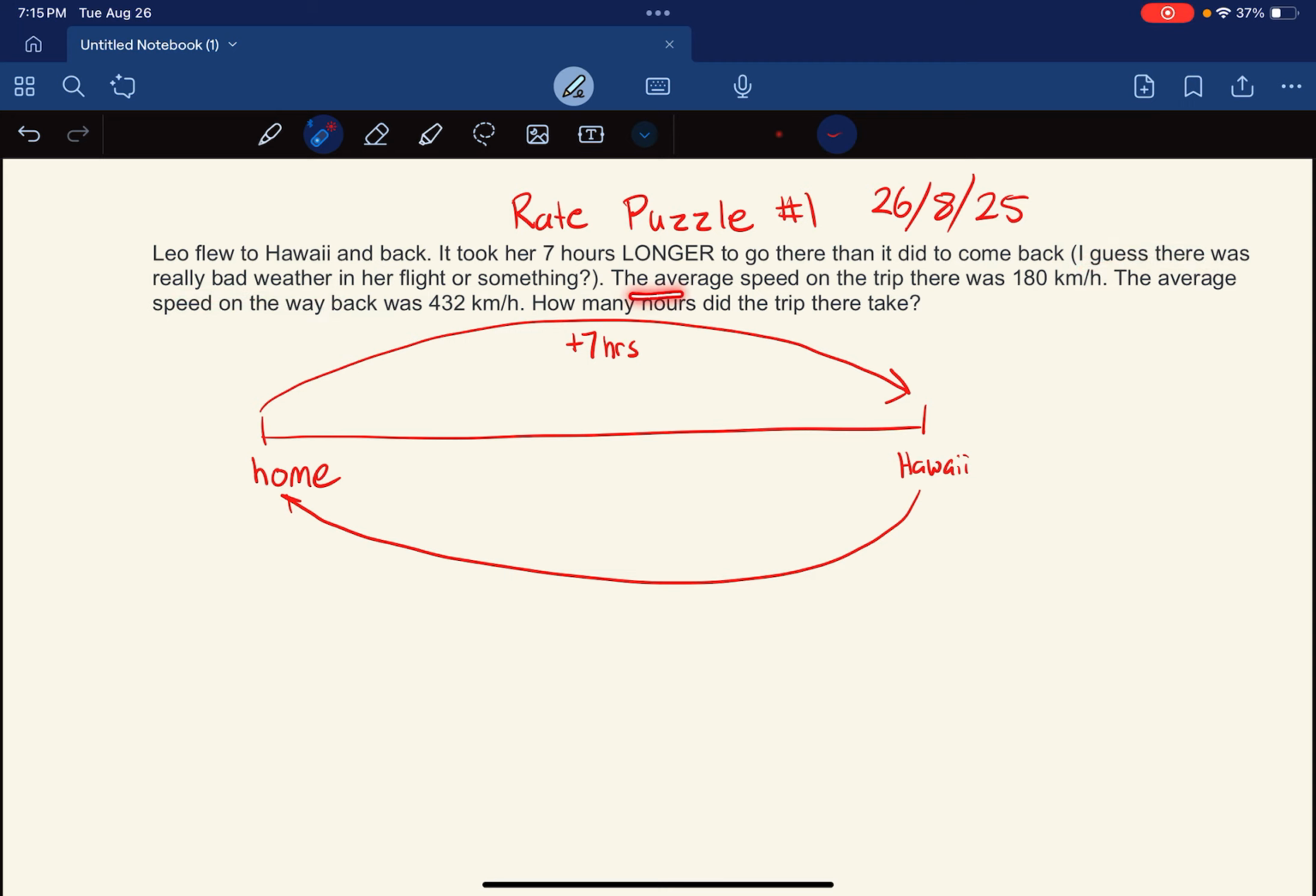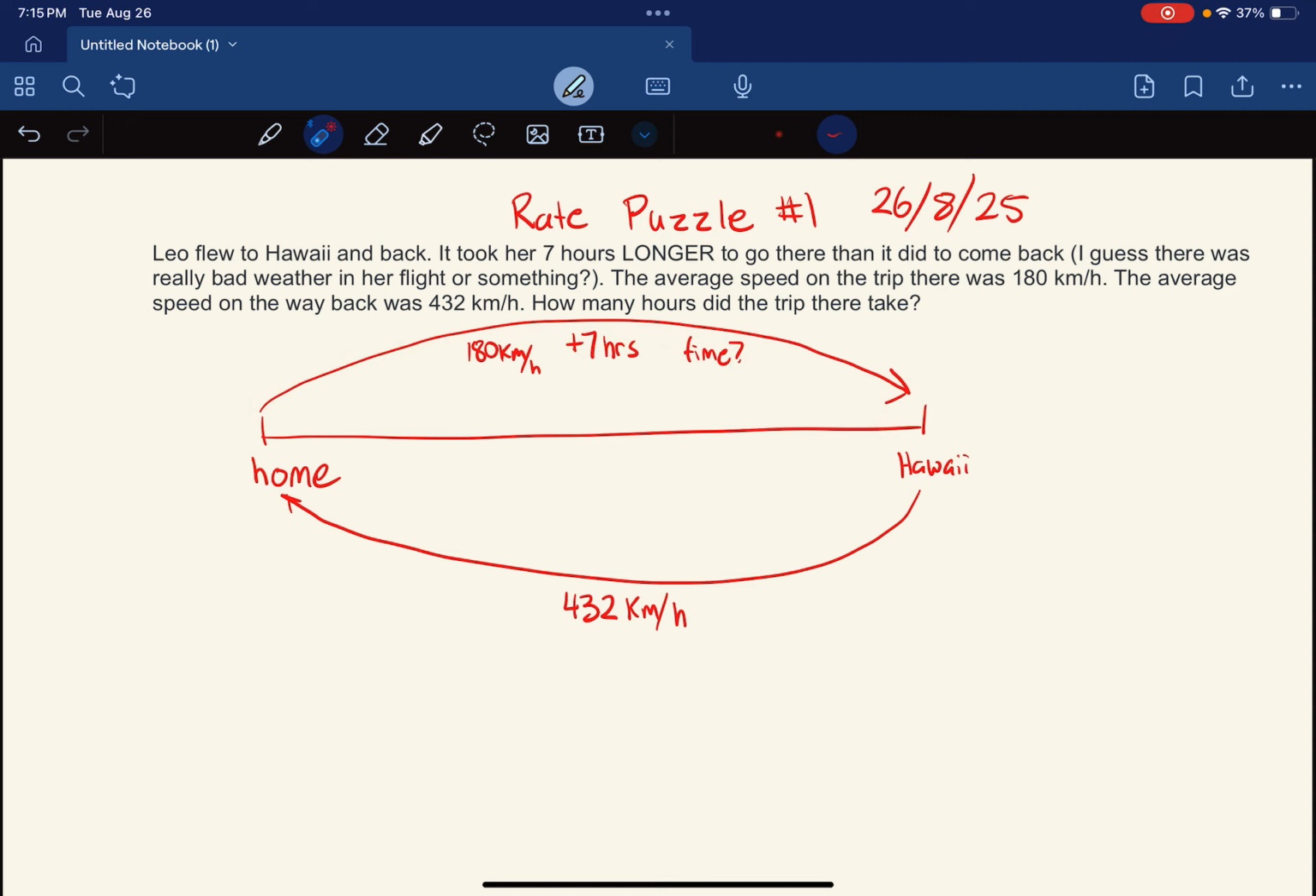Okay, the average speed of the trip there, that means from home to Hawaii, was 180 kilometers per hour. I'm going to write down that speed. I'm going to say 180 kilometers per hour. So I have that done. The average speed on the way back, so from Hawaii back home, was 432 kilometers per hour. How many hours did the trip there take? So we're looking for time up here. I'll call this time for the trip there from home to Hawaii.